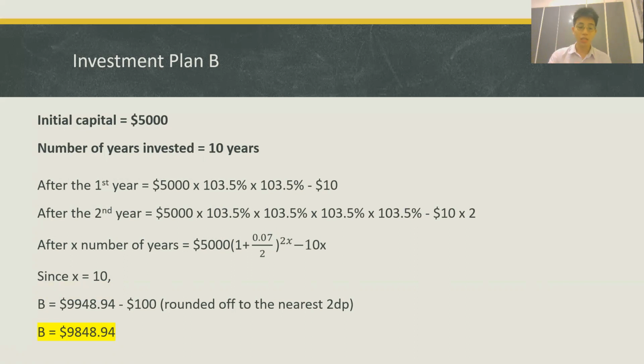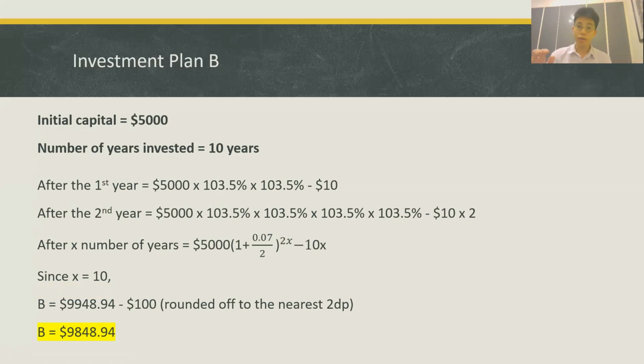So in this case, the way we can formulate this equation is 5,000 times 103.5% and times another 103.5% after 1 year. However, remember that this plan also includes an administrative fee of $10 every year. So we have to subtract another $10. So proceeding on with the second year, if we were to write it out in the equation, what would it be? It would be as such.